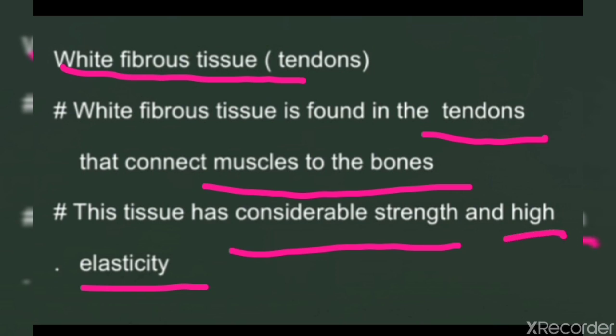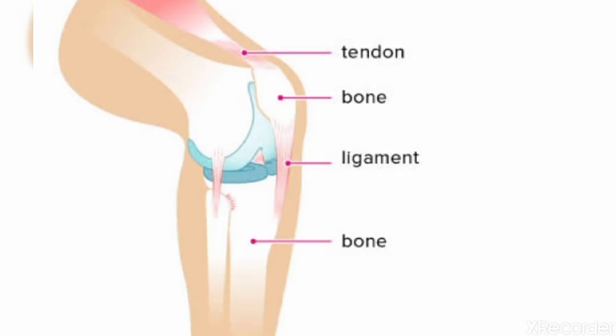Yellow fibrous tissue has limited flexibility and white fibrous tissue has high elasticity. See the position of tendon in the knee joint.